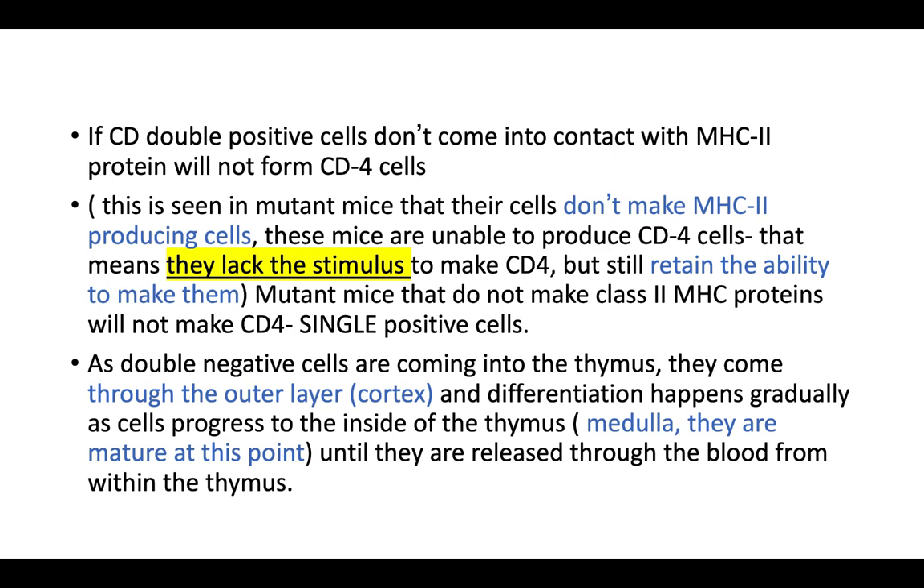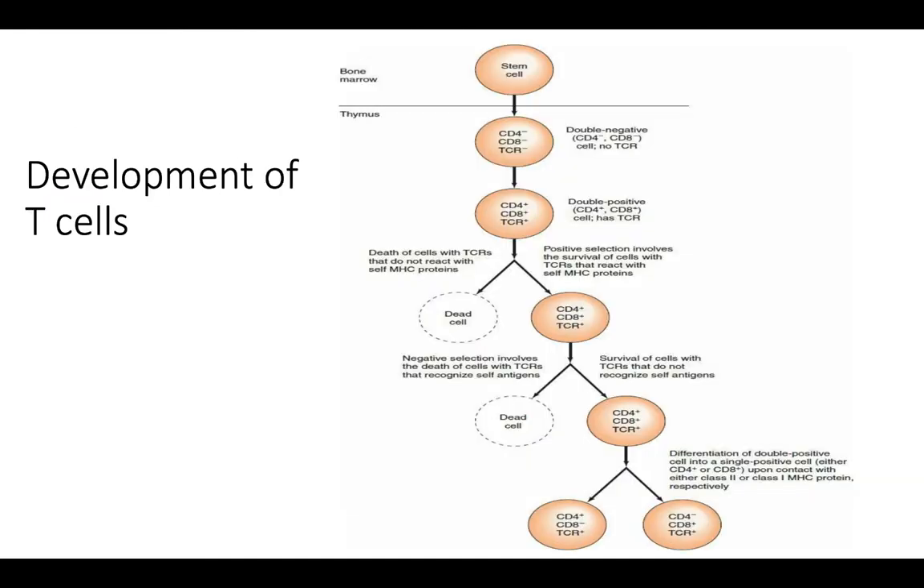So as double negative cells are coming into the thymus, they come through the outer cortex, بدخل بلش من cortex, and then they differentiate gradually. لما بتخرجوا بصيروا بالمدولة. بالمدولة mature. خلينا نحفظها مدولة mature. Once they are in the medulla, they are mature, and then they are released to the blood here.